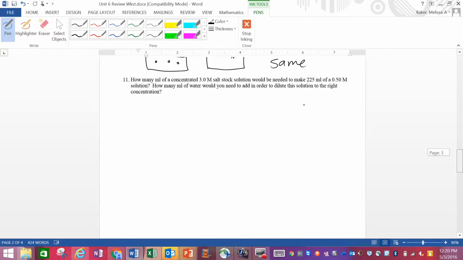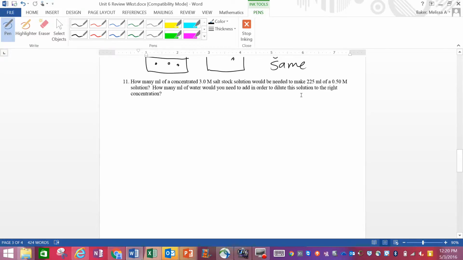Number 11. How many milliliters of a concentrated 3 molar salt stock solution would be needed to make 225 milliliters of a 0.5 molar solution? And how much water would you need to add in order to dilute this solution to make the right concentration? Ugh, sounds overwhelming. Not when you've got the dilution formula. So M1 times V1 equals M2 times V2. My stock solution is 3 molar.